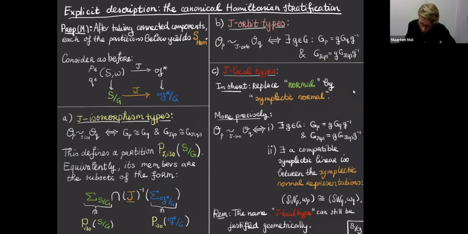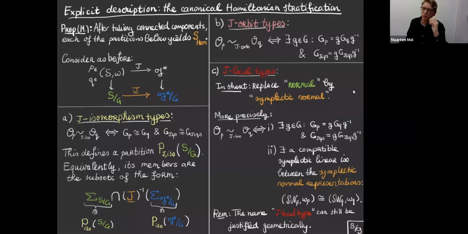And then finally, we can give an analog of the partition by local types, which I call the partition by J local types. In short, what we do here is replace the normal representations or the normal bundle by the symplectic normal representations. So this is, as a symplectic vector space, the fiber of the symplectic normal bundle to the orbit, and this is canonically a representation of the isotropy group. Explicitly, the equivalence relation is written here, but I think I said it all.